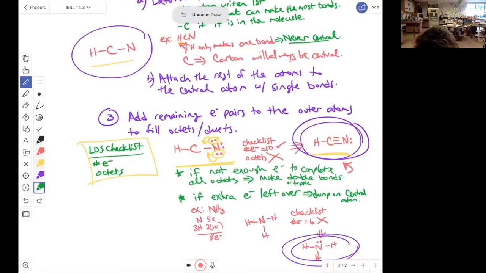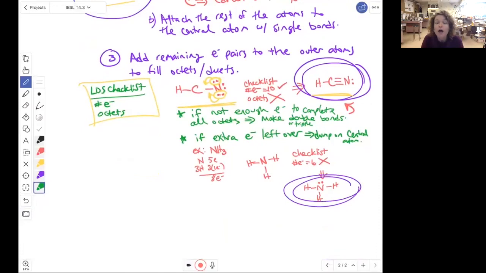All right, now another example of how we could be trying for part 3 here, trying to finish off this molecule and have it not work out right, is what if there are extra electrons left over? So I gave us another example here. On this one, I'm looking at ammonia, NH3. I added up all of my electrons and I get a total of 8, right? 5 from nitrogen and 3 from the 3 hydrogens.